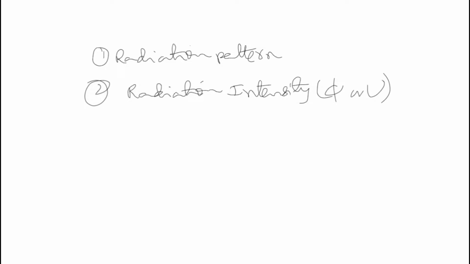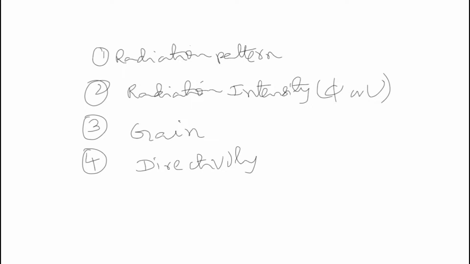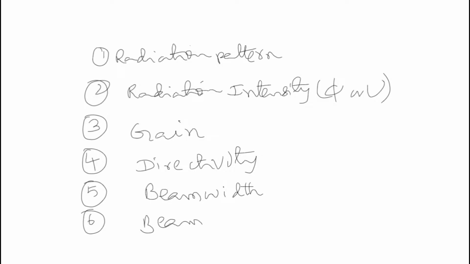Next one is gain of the antenna. Next is directivity of the antenna. And fifth is beam width of the antenna. The next parameter is beam area of the antenna. Another parameter is the beam efficiency of the antenna.